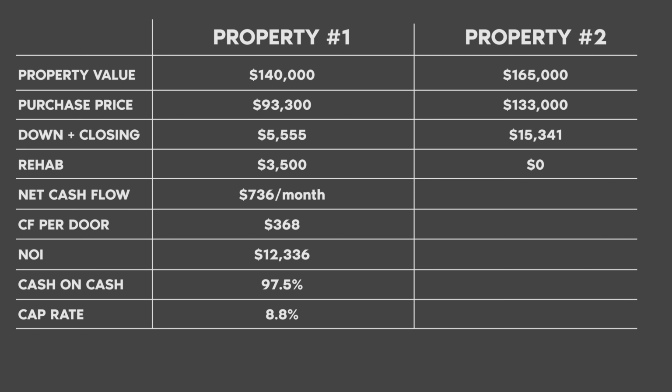Total net cash flow between the 2 doors is $568 a month, bringing the net per door down to $284 per month. Net operating income is $12,780, and when you calculate cash on cash and cap rate, that comes out to 44.4% and 7.7% respectively.